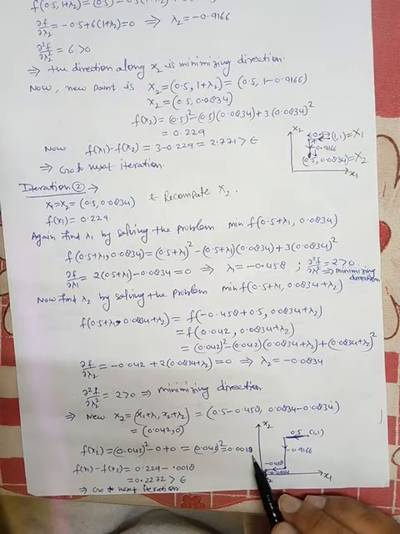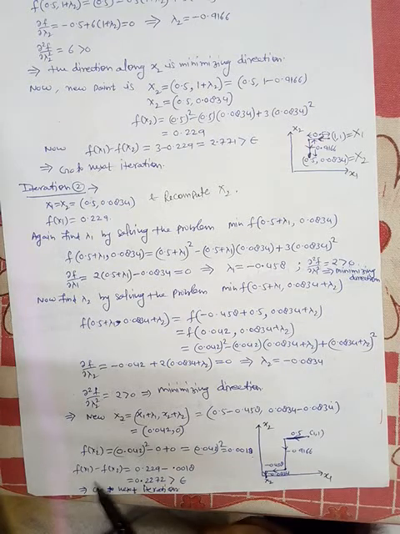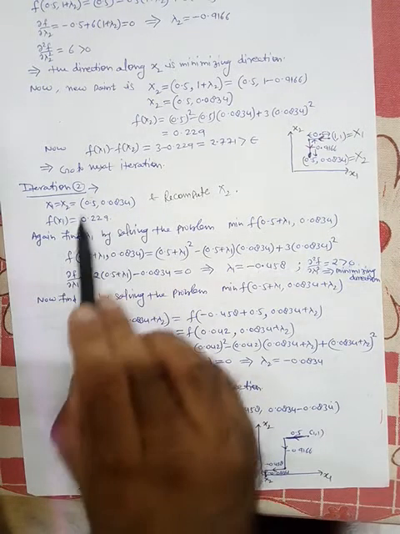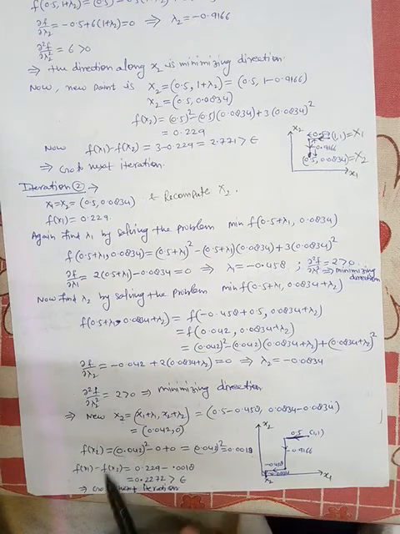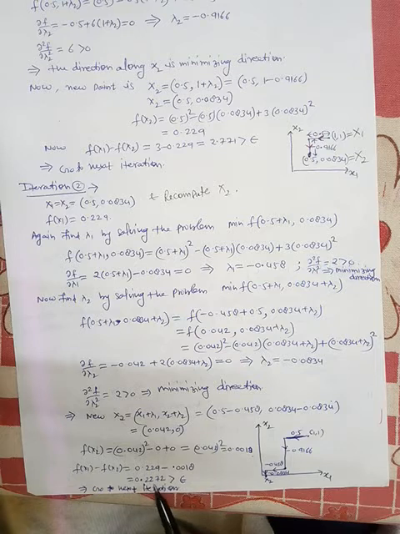0.0018. Okay, so now compute the difference f of x1 minus f of x2. F of x1 is this 0.229 minus f of x2 is this value 0.0018. Now take the difference, which is 0.2272, which is again greater than epsilon. So go to the next iteration.